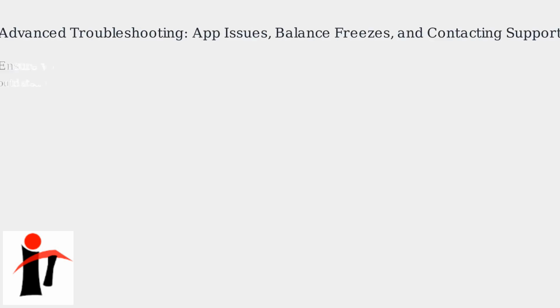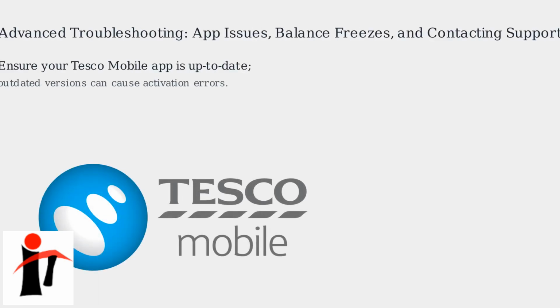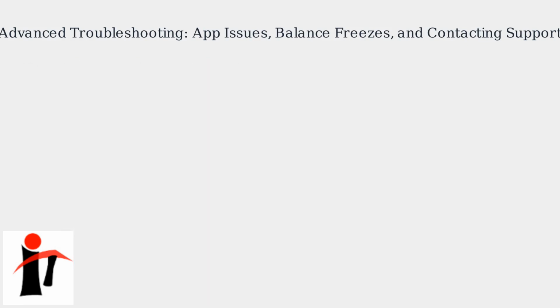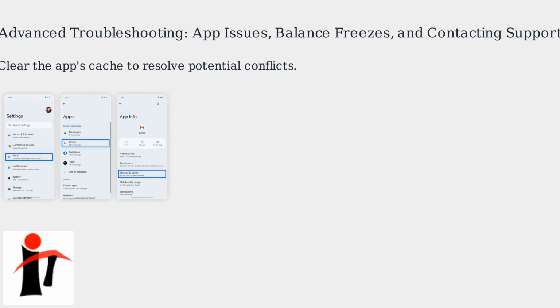If the basic steps didn't solve the issue, let's dive deeper. Ensure your Tesco Mobile app is up to date. Outdated versions can cause activation errors. Clear the app's cache to resolve potential conflicts.